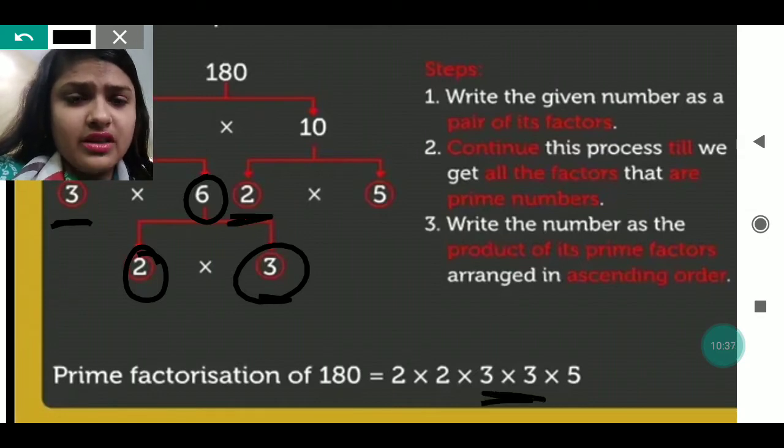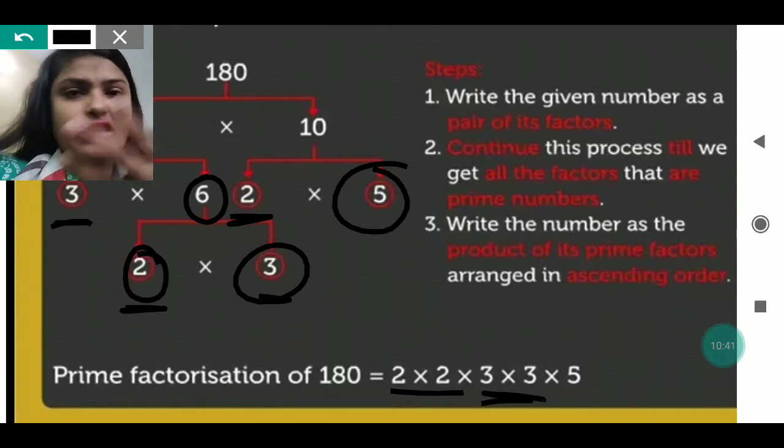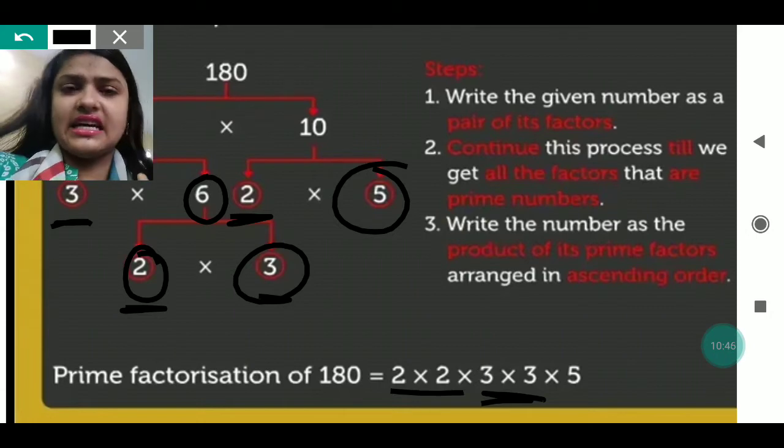2 here is common, 2 here is there. 2, 2 I have taken and 1, 5. 6 I have already broken, so 6 is not common. Okay. 3, 2, 5 and 2 and 3. These are the common numbers.